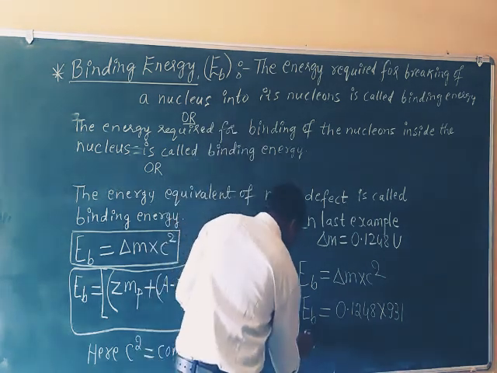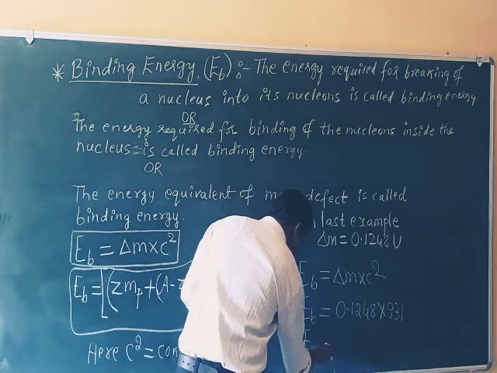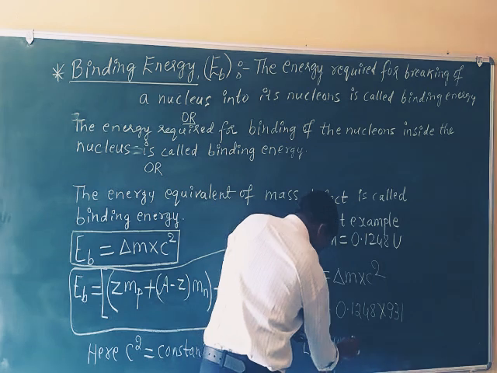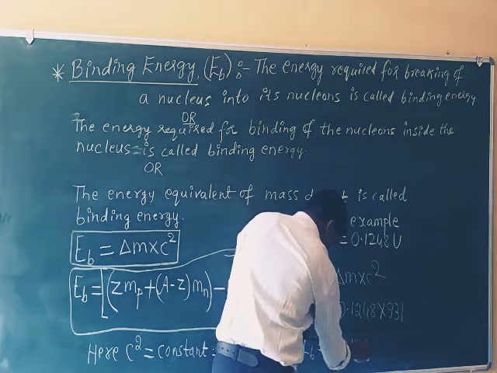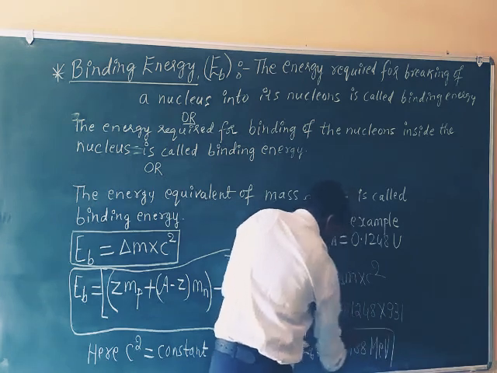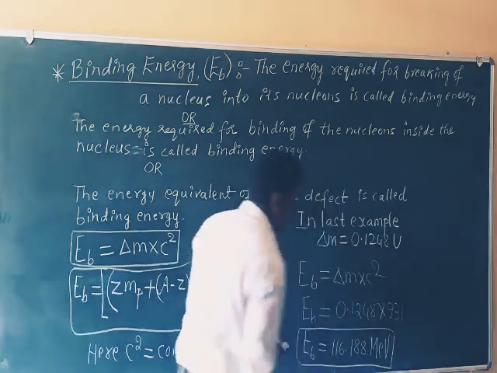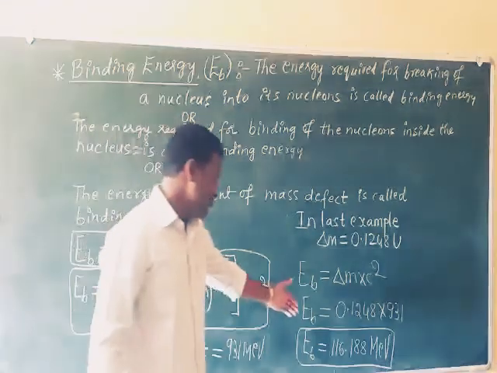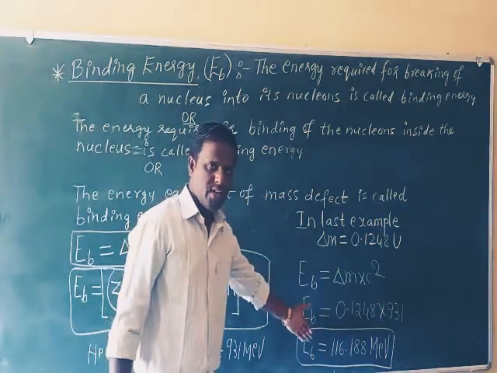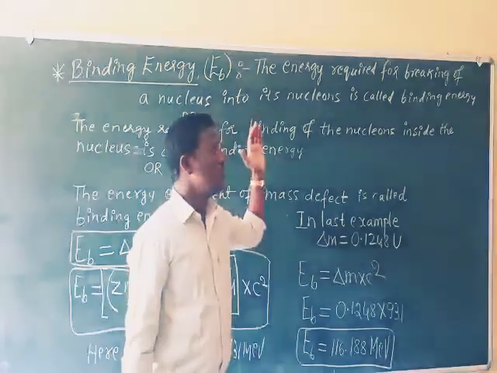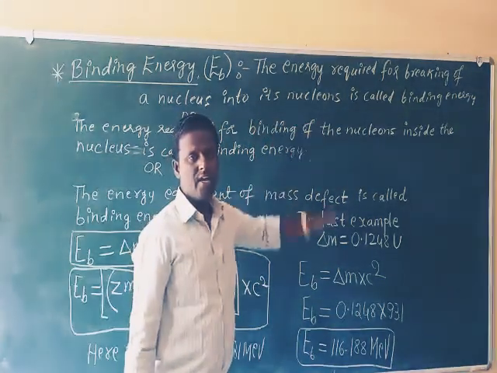So the binding energy obtained is mega electron volt. This is the binding energy for the oxygen nucleus. So this much energy is required for breaking the oxygen nucleus into 8 protons and 8 neutrons.